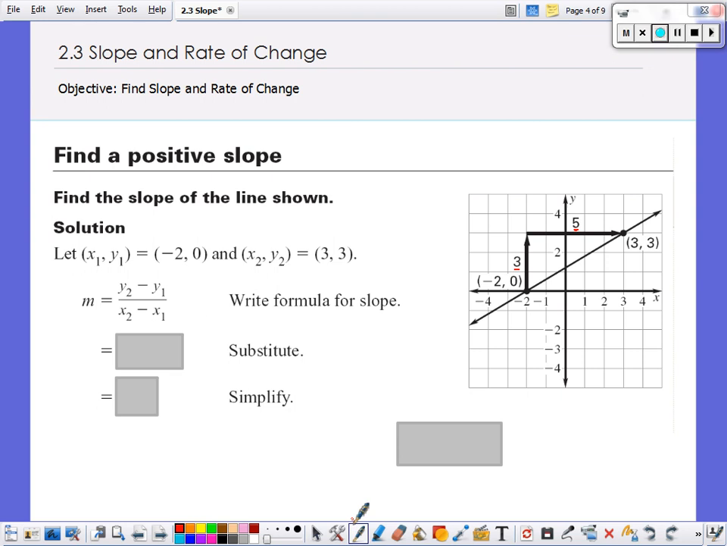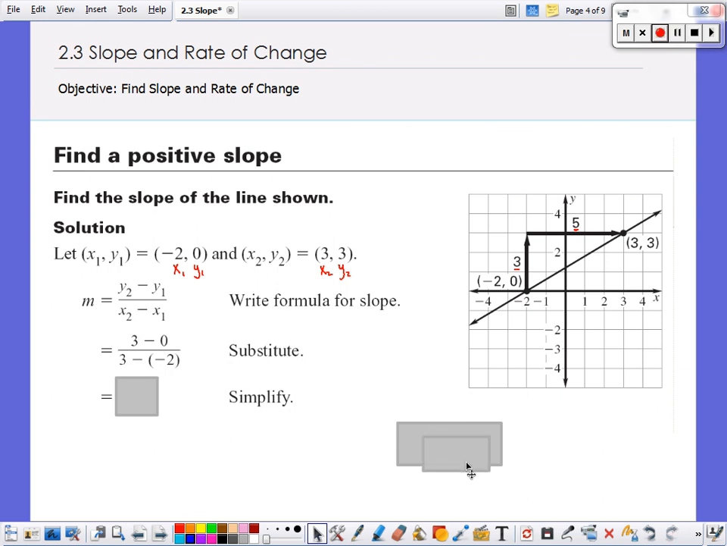Then what we want to do is go ahead and substitute in our values. So I always have the students, and I want you guys to do the same thing, label these x sub 1, y sub 1, and x sub 2, y sub 2. They were already labeled for us, but we'll label it right underneath. Then that allows us to substitute in for those values. So y sub 1 gets 0, and x sub 1 gets a negative 2. So we're subtracting a negative 2.